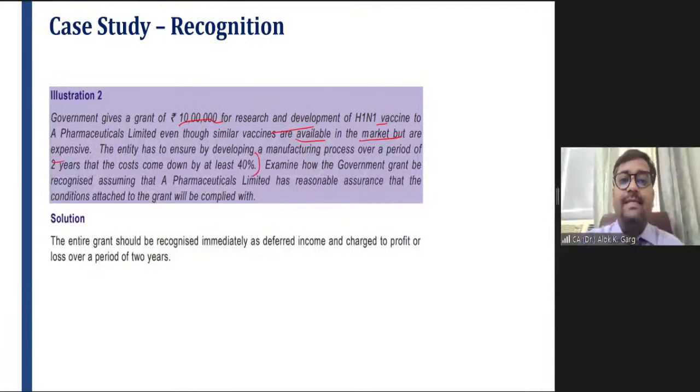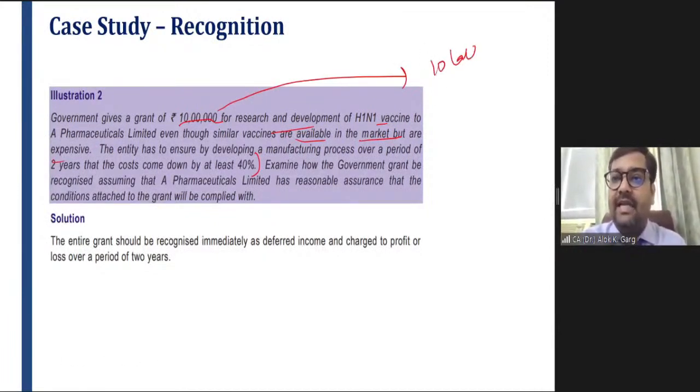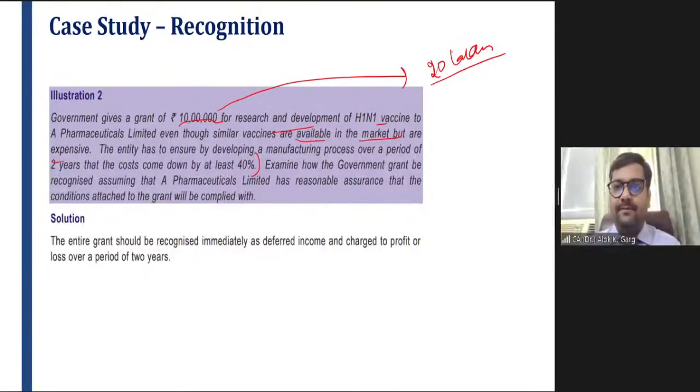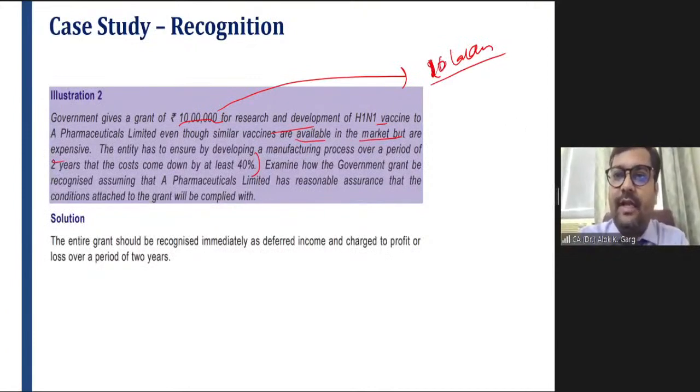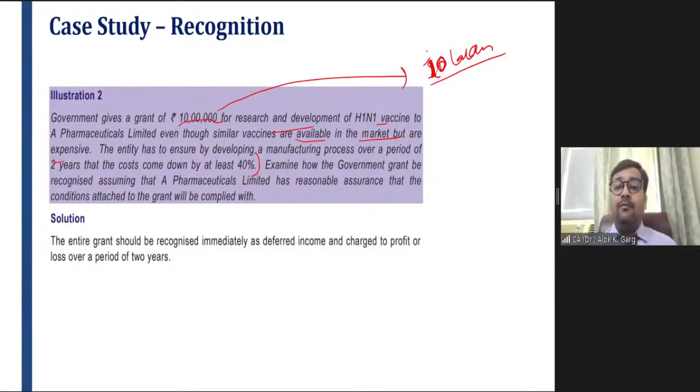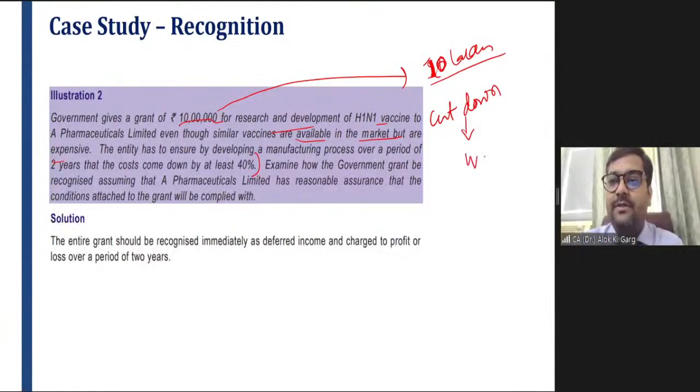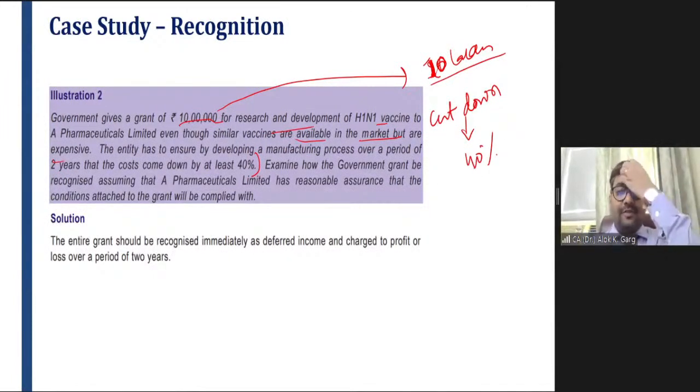See, the government has given a grant of rupees 10 lakh. Money has been received. 10 lakh rupees has been received. But what is the condition? In the market, the vaccine is available, but it is very costly. So the condition is cut down the cost by 40%, so that the society will get this vaccine at a cheaper price. And this cost should be cut down over a period of 2 years.